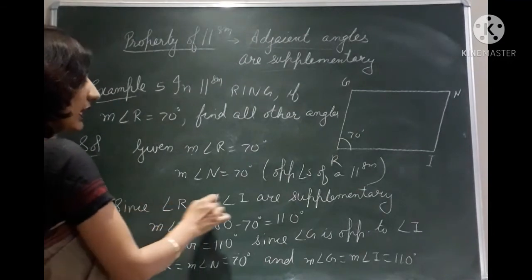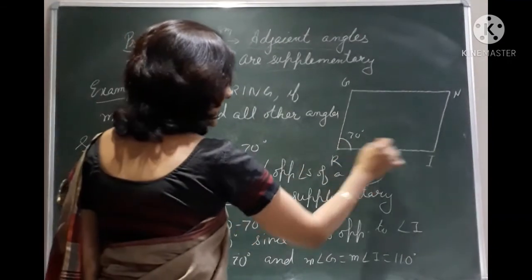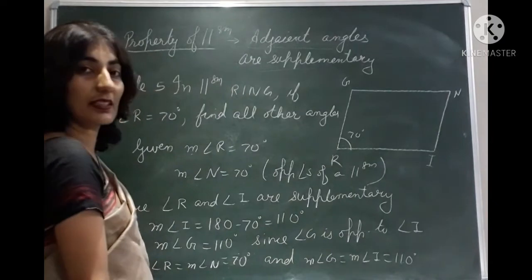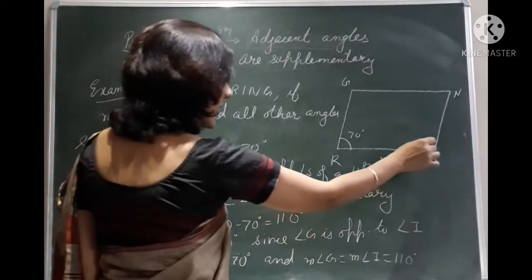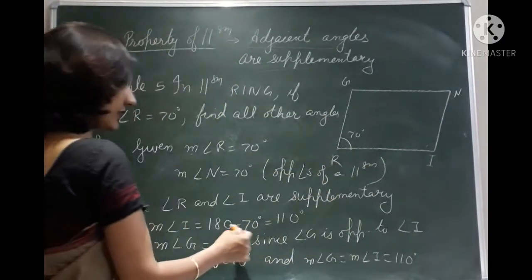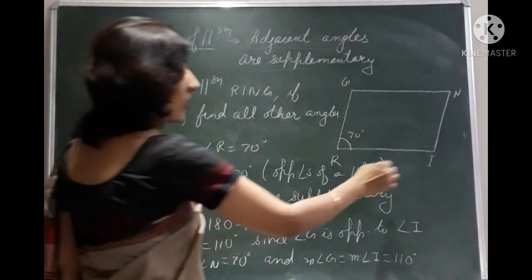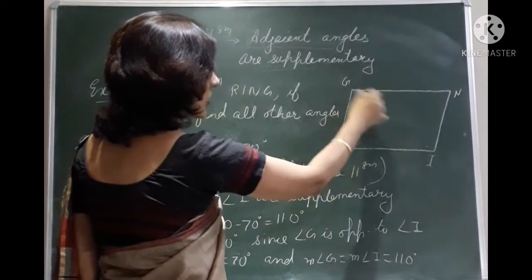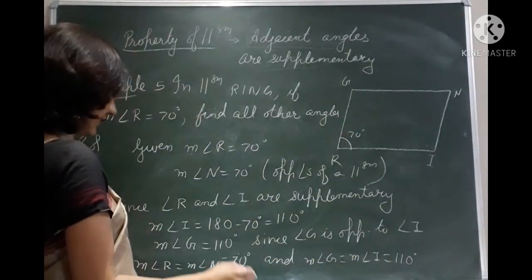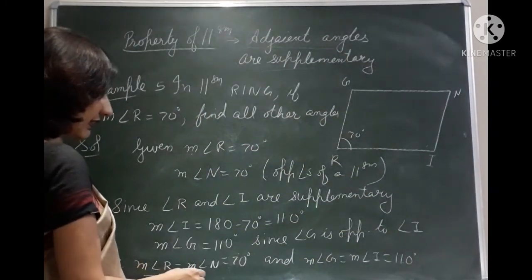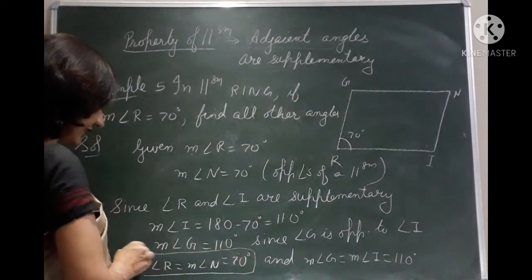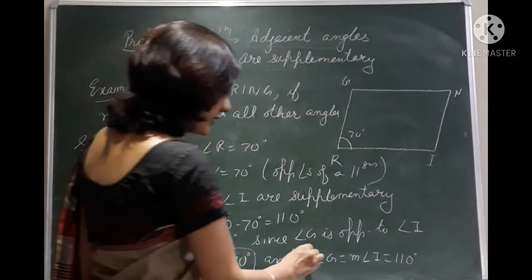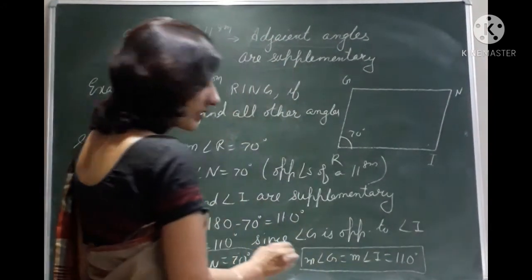Now since angle R and angle I are supplementary, their sum is 180 degrees. So angle I equals 180 minus 70, that is 110. Now if this is 110, this opposite angle G will also be 110 because they are opposite angles of a parallelogram. So the measure of angles R and N is 70 degrees and the measure of angles G and I is 110 degrees.